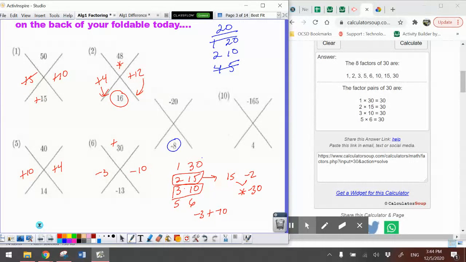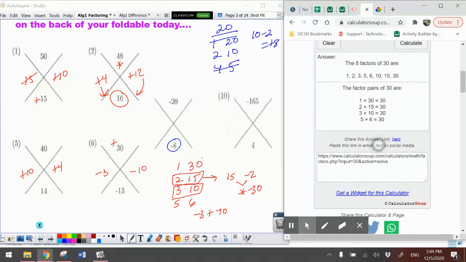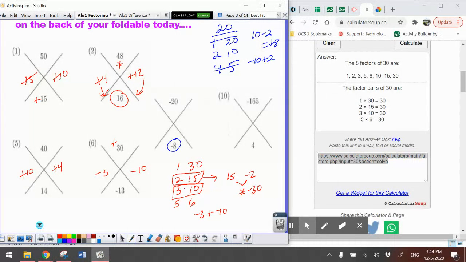So how can I get a negative 8 with 10 and 2? Well, if I take 10 minus 2, that gives me a positive 8. So I'm close. I actually need a negative 8. So the difference would be switching signs. So I need a negative 10 and a positive 2. Now, does that multiply to give me a negative 20? Yeah, it does. So I'm good.